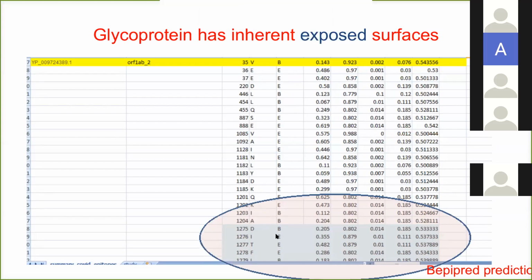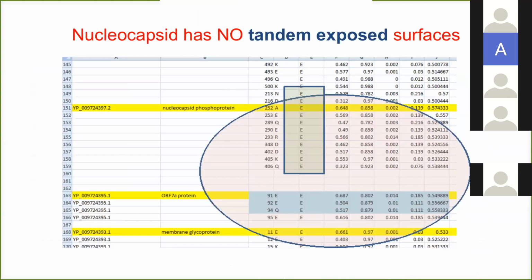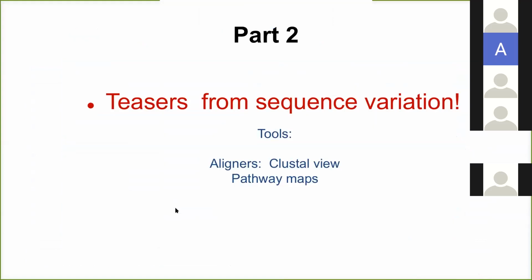And of course, here from 1275 to 1279, there are buried and exposed surfaces. So to identify a good candidate, these make sense. Usually people only go for the four structural proteins, the nucleocapsid and other stuff, but we also identified some of the proteins like ORF7A. The reason why, I'll tell you in the next few slides.